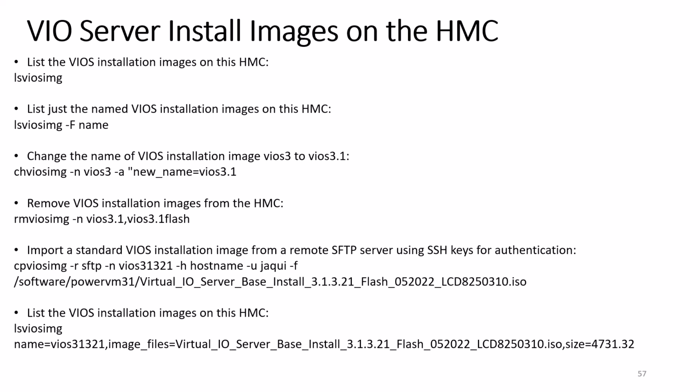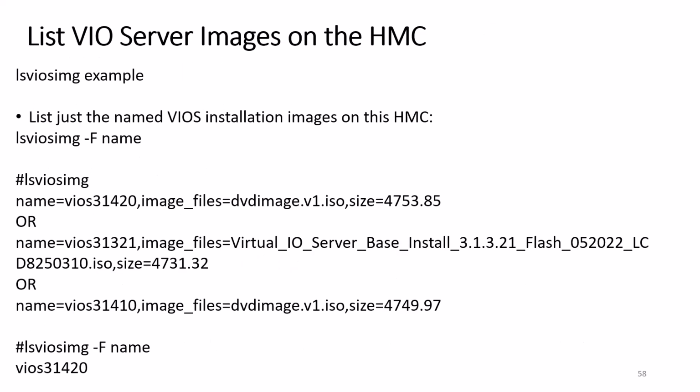And the very last thing is actually showing you when I do an lsviosimage, it's showing me that I have a VIO server 3.1.3.21 image loaded and how big it is, so about 4.7 gig. So keep that in mind when you want to put VIO server install images on your HMC. Now keep in mind, this is the install image, this is not the backup. The backup was on the previous slides. And the images on this page are just showing you some of the outputs from the commands, showing me the name of my VIO server images and the output from the commands.